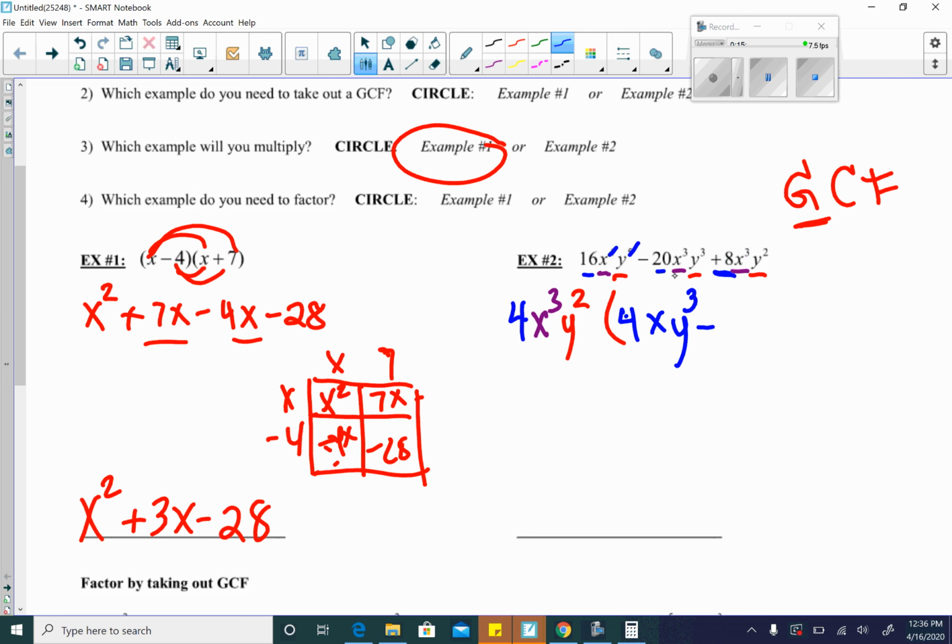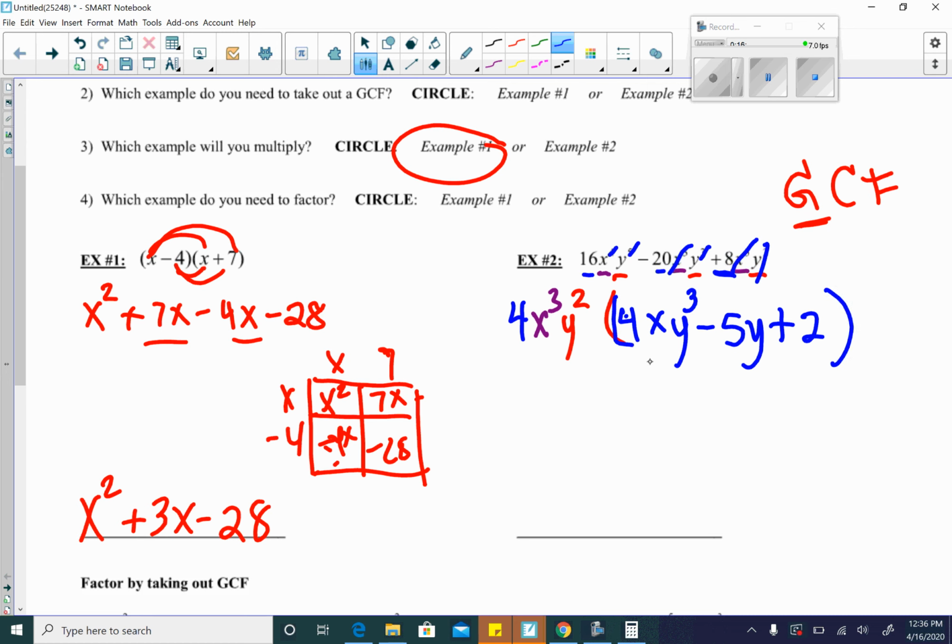Minus, I took out 20 divided by 4. That's 5. I took out 3 x's, so they're all gone. I took out 2 y's, so there's 1 left. Remember, you do this term by term. Plus, 8 divided by 4 is 2. I took away 3 x's, so they're gone, and I took away 2 y's, so they're gone. That's all I have left there.